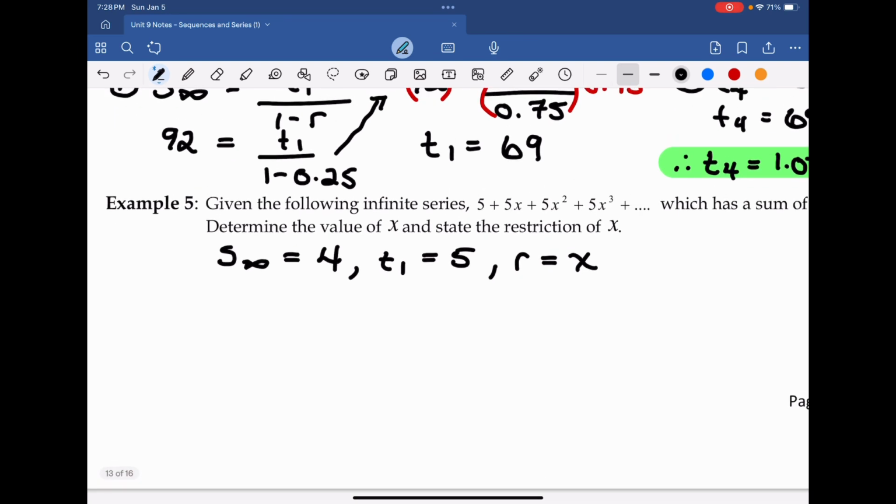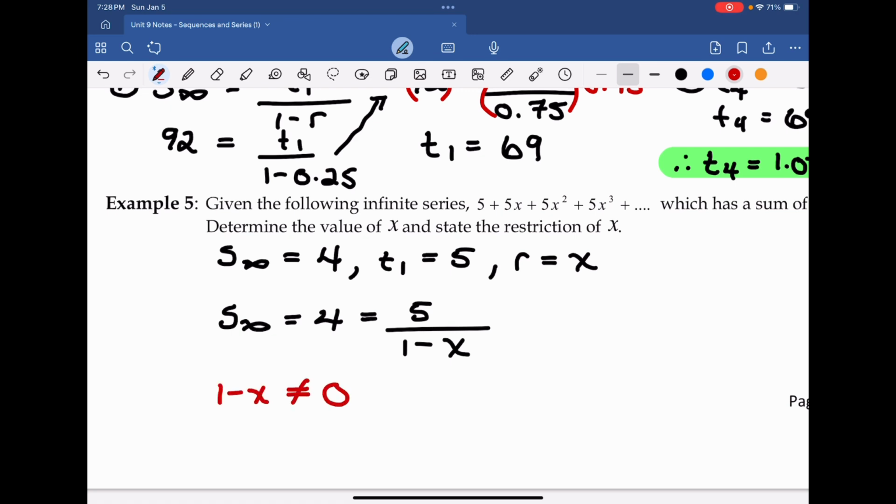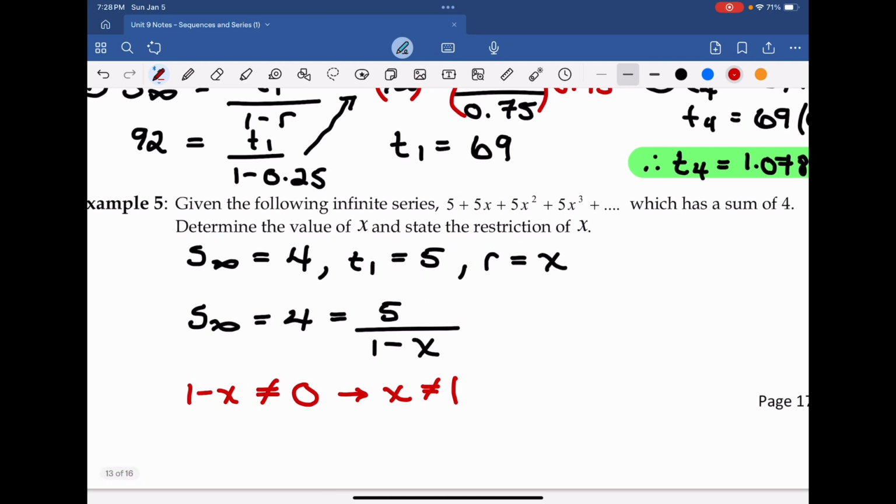Okay, now we're going to figure out what this specific x is that makes this true. To do this, we write S infinity, which is equal to 4, is equal to T1, which is 5, divided by 1 minus x, which is the common ratio, or 1 minus r from our formula sheet. Now, they asked us to state the restriction. We're going to do that very quickly here, in red. The restriction is we can't have a denominator that's 0. So 1 minus x cannot be equal to 0, because if it is, then it ruins the fraction and makes it not a real number. Adding the x over to the other side, x cannot be equal to positive 1. So there's our restriction step. We've taken care of that.